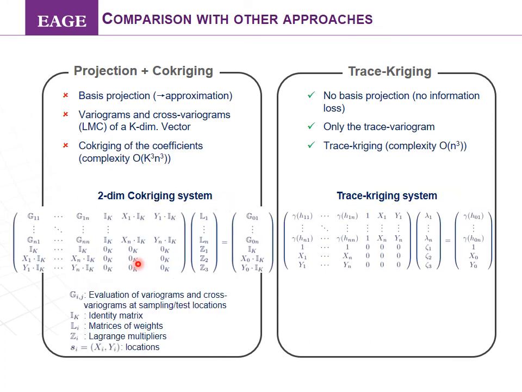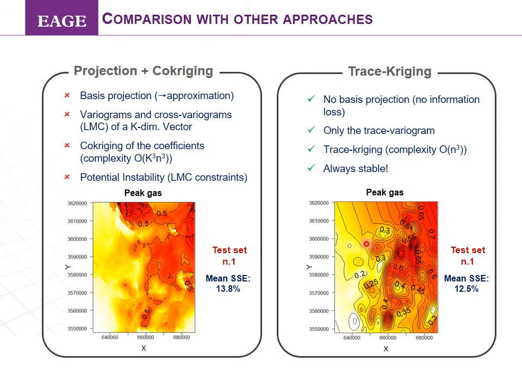So the system you have to solve is much larger compared to the system we have to solve in trace kriging. So this is an example of that application. If we do the co-kriging, we get something that looks quite similar, again with more modeling effort, and slightly higher SSE than in the trace kriging.